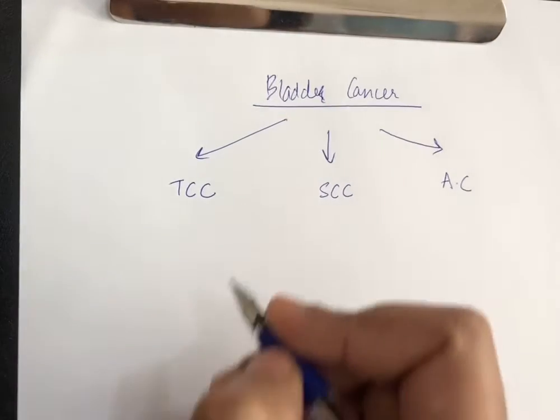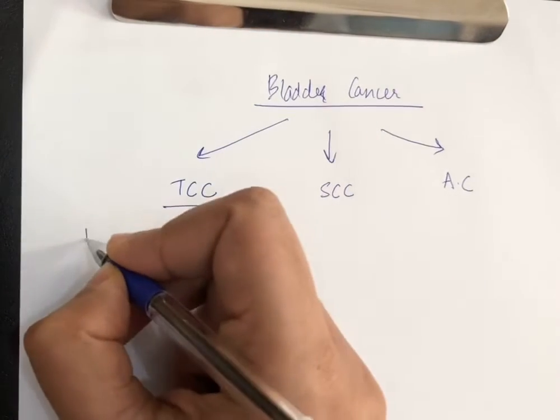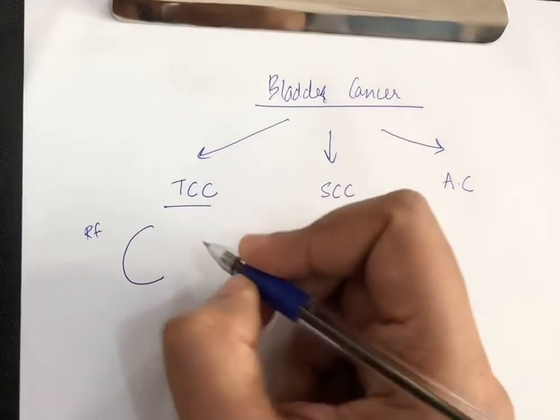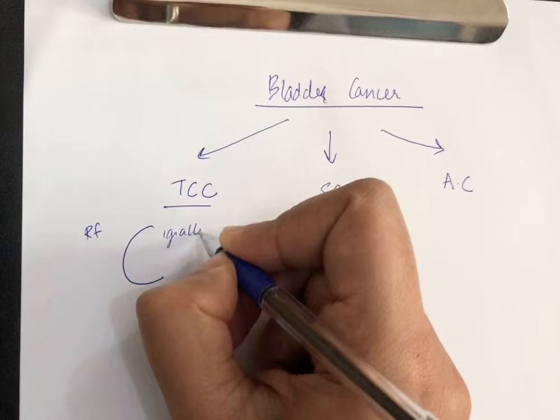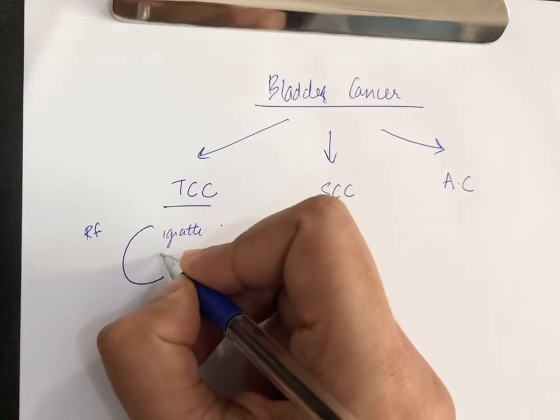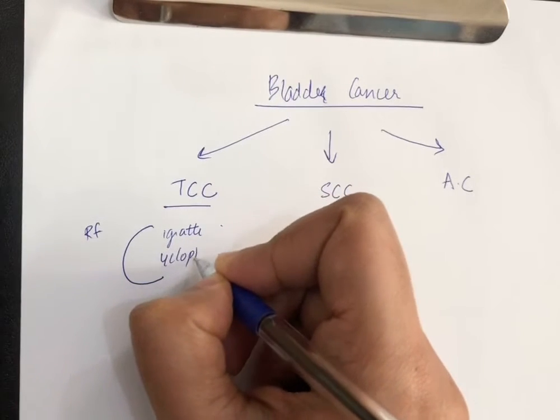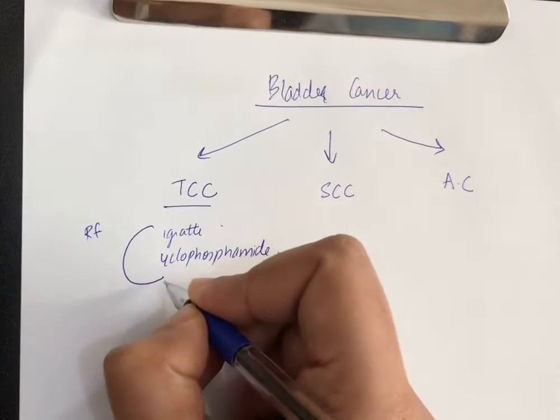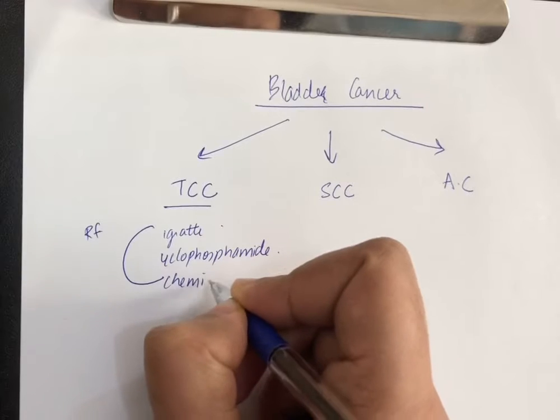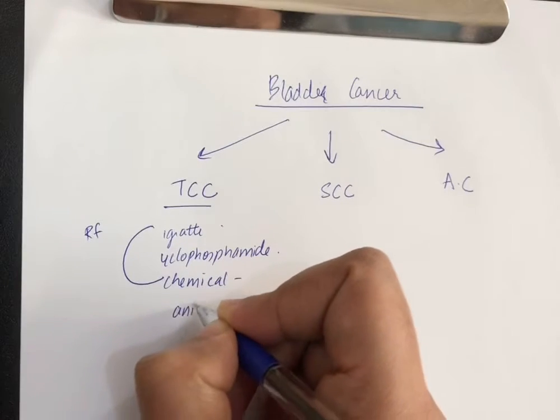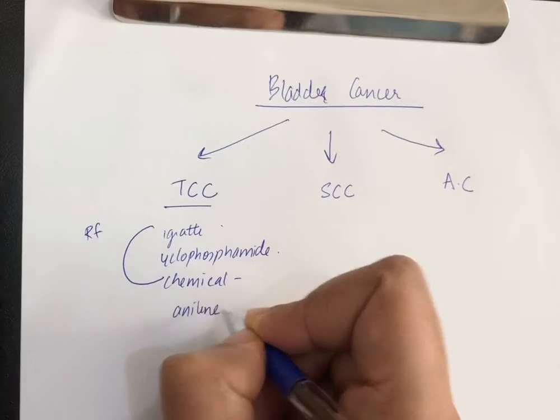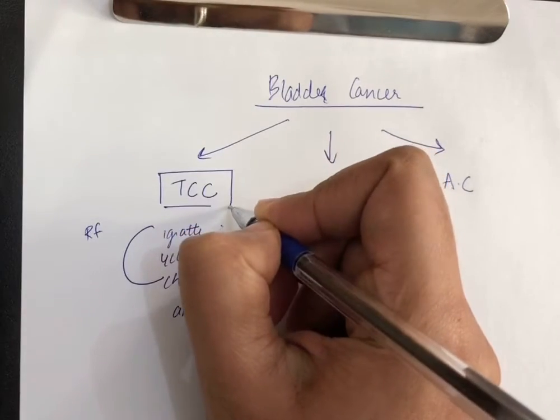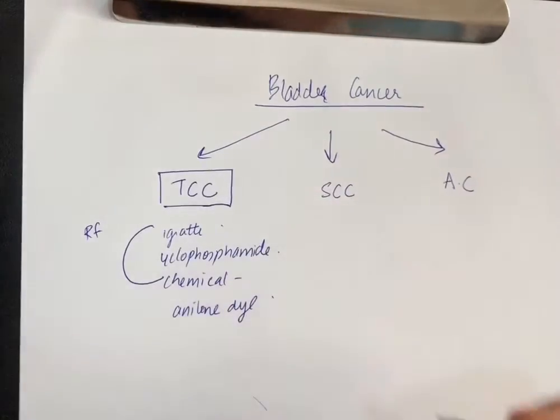Okay, so transitional cell carcinoma, the risk factors, you can remember it by the C. Transitional cell, that is cigarette smoking, then cyclophosphamide, then chemicals. Which chemical? It's a dye called aniline dye. So these are the causes of transitional cell carcinoma: cigarette smoking, cyclophosphamide, and aniline dye.